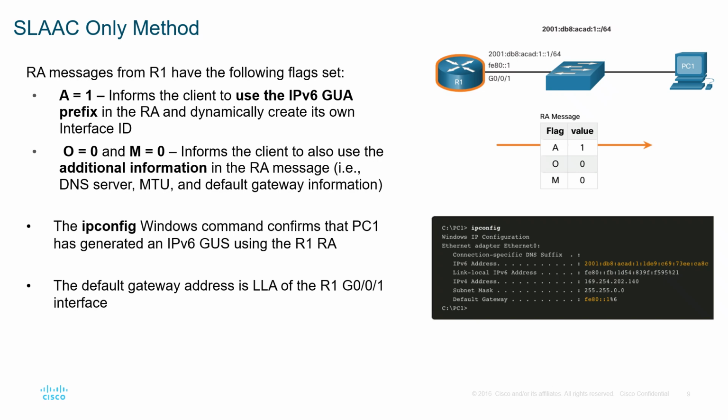You want to verify with the ipconfig Windows command and confirm that PC1 has generated its own IPv6 address. The default gateway address is the link local address of R1, as you see up here.